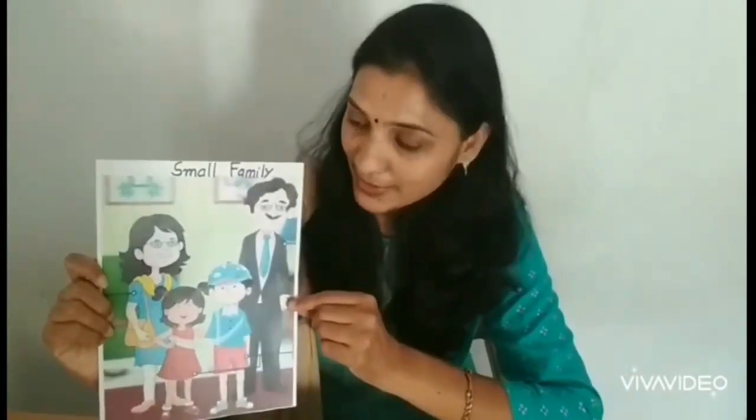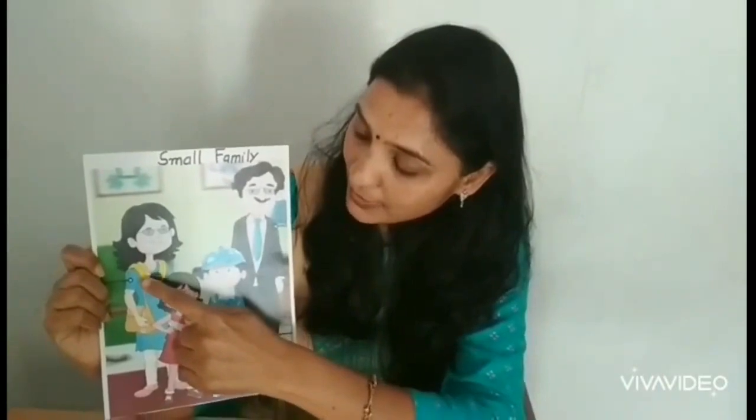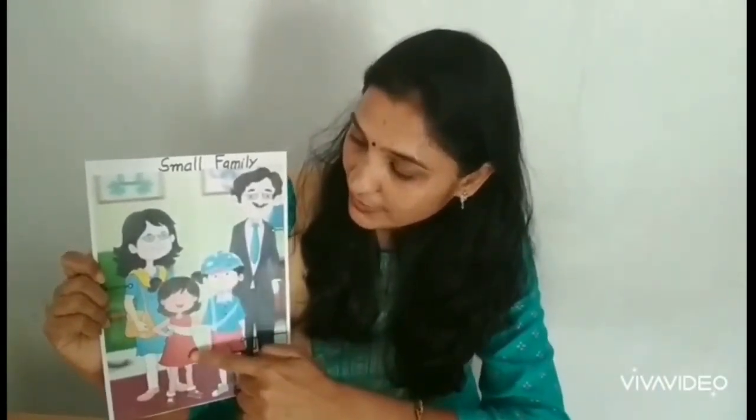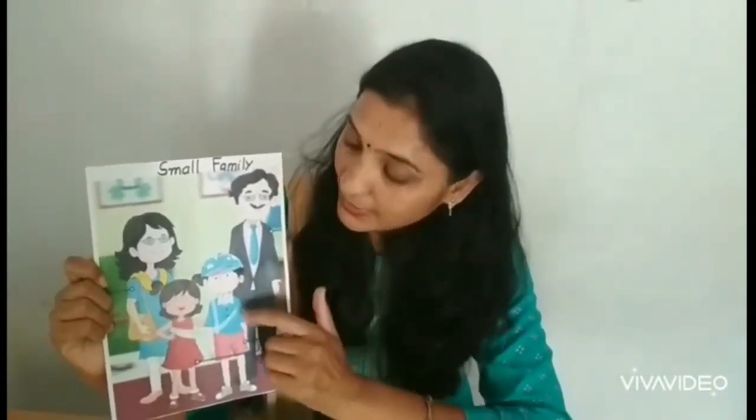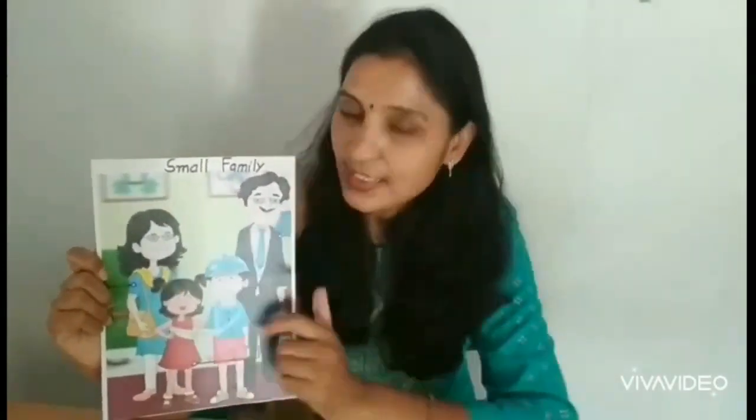All the members are called family members. There are different types of families. I will show you. This is a small family. A small family has father, mother, and one or two children. Father and mother are also called parents. They both are brother and sister. They all stay in one house. This is a small family.